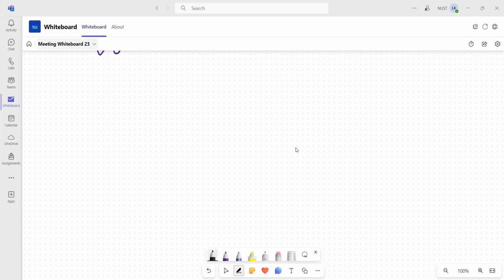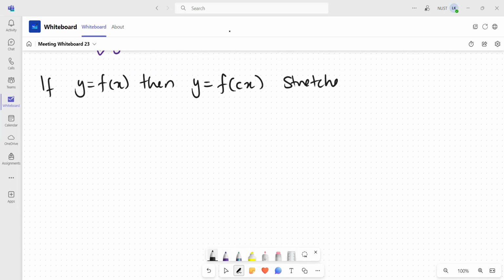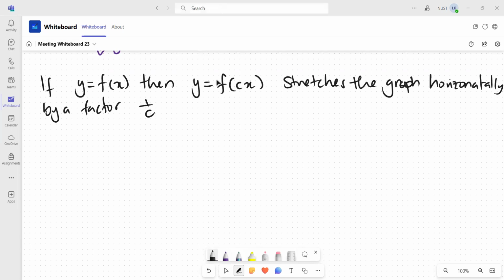And then the next transformation, we say that if y is equal to f of x, then y is equal to f of cx stretches the graph horizontally by a factor of 1 over c.